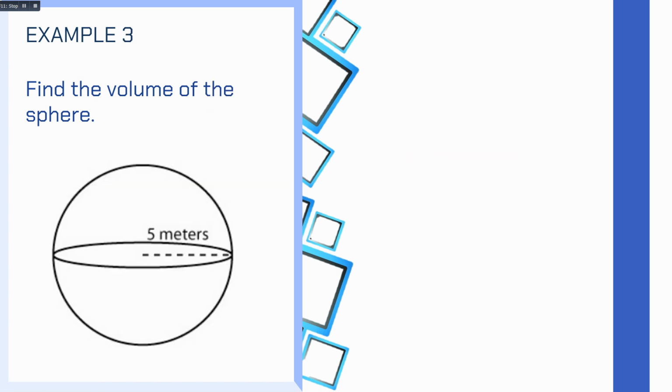Here is another example. Find the volume of a sphere with a 5 meter radius. Again, use the formula 4/3 pi r cubed. The radius would be 5 meters. Get the cube of 5. That will be 5 times 5 times 5. That is 125.